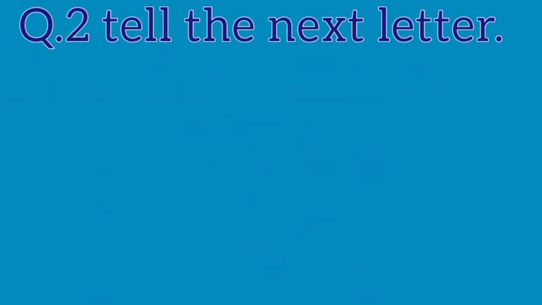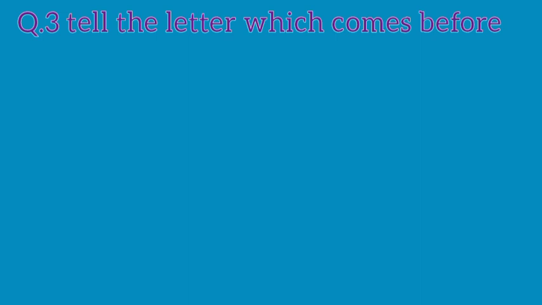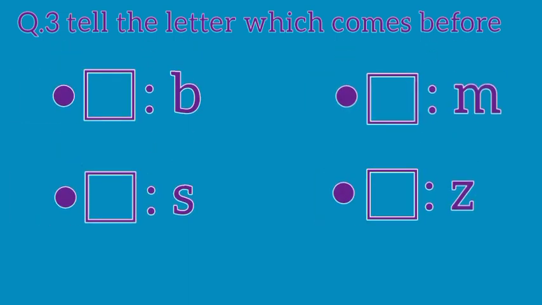Now the question 2 is we have to tell the next letter. Which letter comes after M? Yes, the letter N. Which letter comes after the letter J? The letter K. Which letter comes after N? The letter O. N, O. And last one, which letter comes after the letter V? Yes, the letter W.